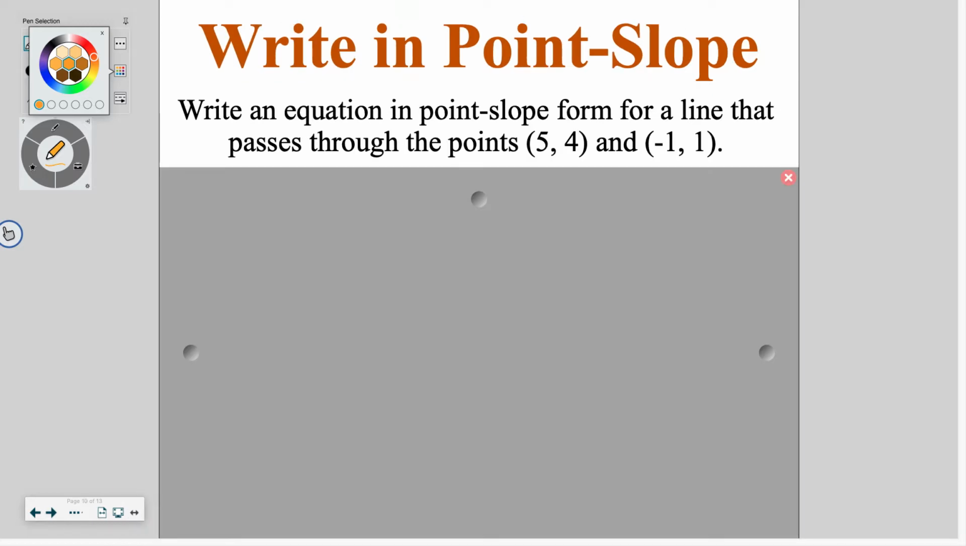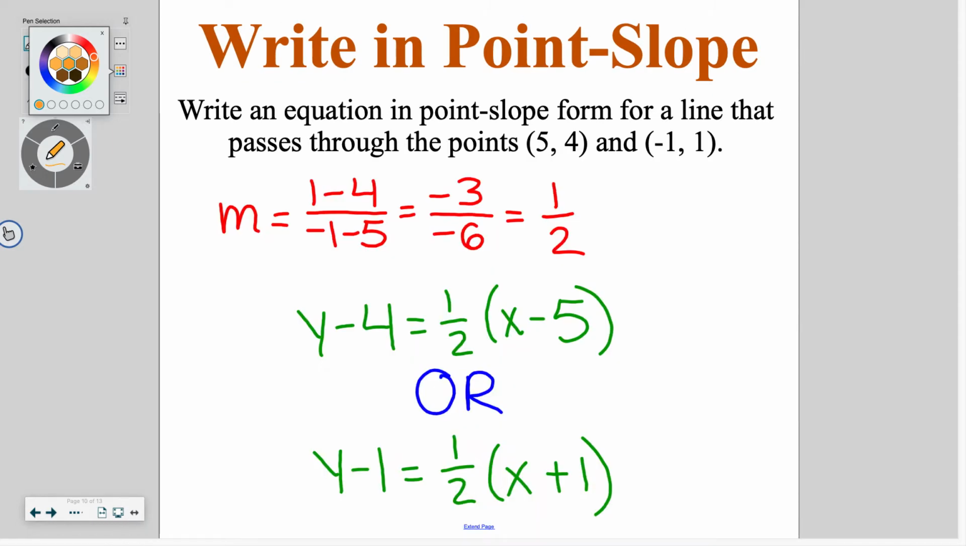Go ahead and try this one on your own. When we do this, we find that our slope is going to be 1/2, and then using our first point, we get y minus 4 equals 1/2 parentheses x minus 5. Using the second point, we get y minus 1 equals 1/2 parentheses x plus 1. Again, you can use either point as part of your final answer.